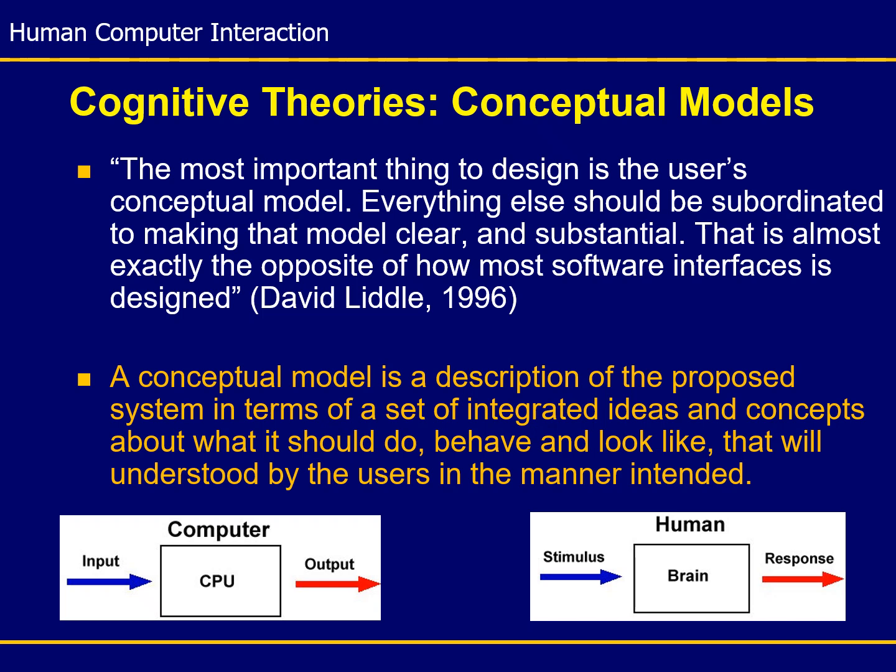It says a conceptual model is a description of the proposed system in terms of a set of integrated ideas and concepts about what it should do, behave, and look like, that will be understood by the users in the manner intended. The really important part here is the "in the manner intended." Okay, now everything you store in your brain will ultimately, at a higher level, represent some conceptual model.